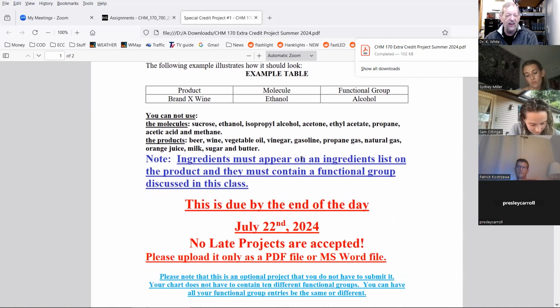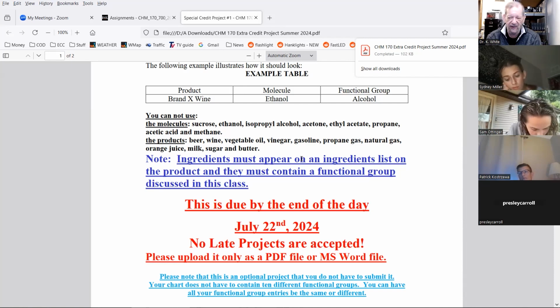All right, here's an example. Say you had brand X wine. It contains ethanol and it's an alcohol. Now, to make this interesting, you can't use the following molecules. You cannot use sucrose, ethanol, isopropyl alcohol, acetone, ethyl acetate, propane, acetic acid, or methane. Any other molecules are free to use.